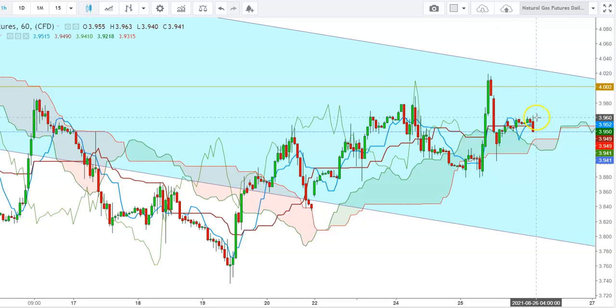So friends, here you can see that the natural gas futures have faced stiff resistance at the levels of $3.962 today and are currently trading at the levels of $3.941. Here I find that the 9 days moving average has come above the 26 days moving average, so this increases the hopes of formation of a bullish crossover here in the hourly time frame.